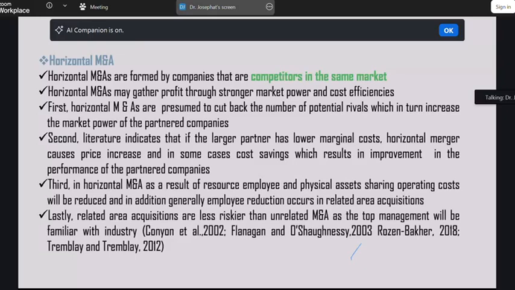Kwa sababu mnapoungana wote, mna compete sawa, wote mpo kwenye soko, mnapoungana mnaweza kupanga bei ya bidhaa mnayotaka kwa sababu hakuna tena competition, mmeshakuwa watu wamoja na whatever.